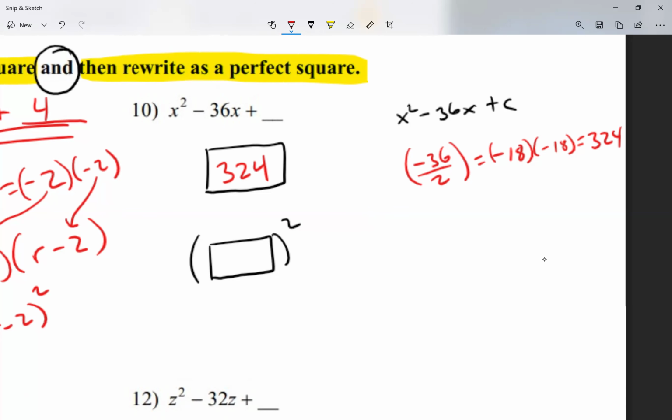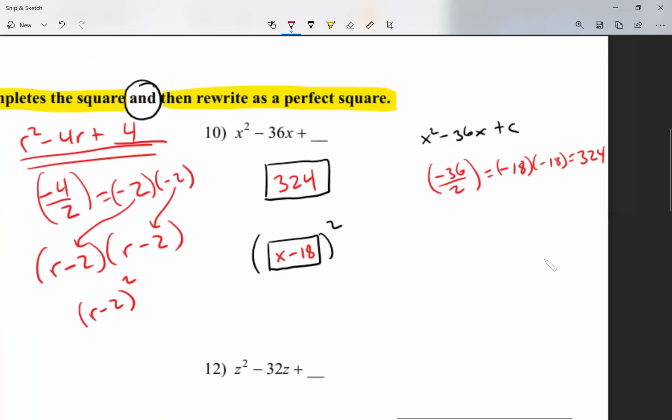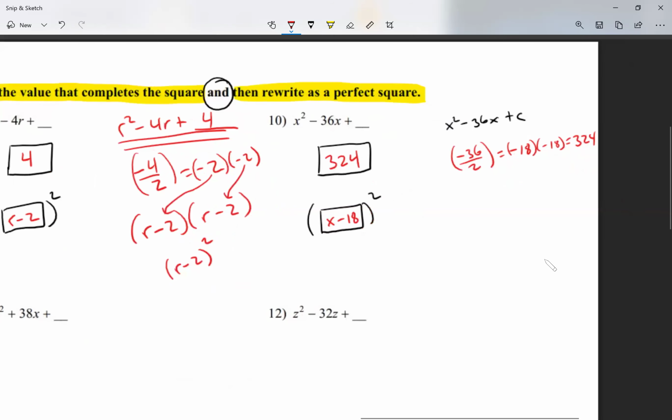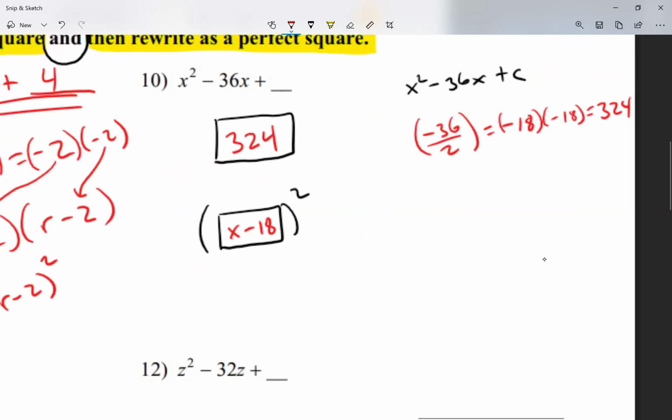Now let me rewrite this as a perfect square. I'm going to call this x minus 18. Now notice on question number 9, I used the letter r, because notice how the variable for number 9 was r. For number 10, the variable is x. So I can change it to any letter that I wish, and that's the letter we're going to type in. The -18, that was basically the half of -36. You guys see how we wrote it twice?